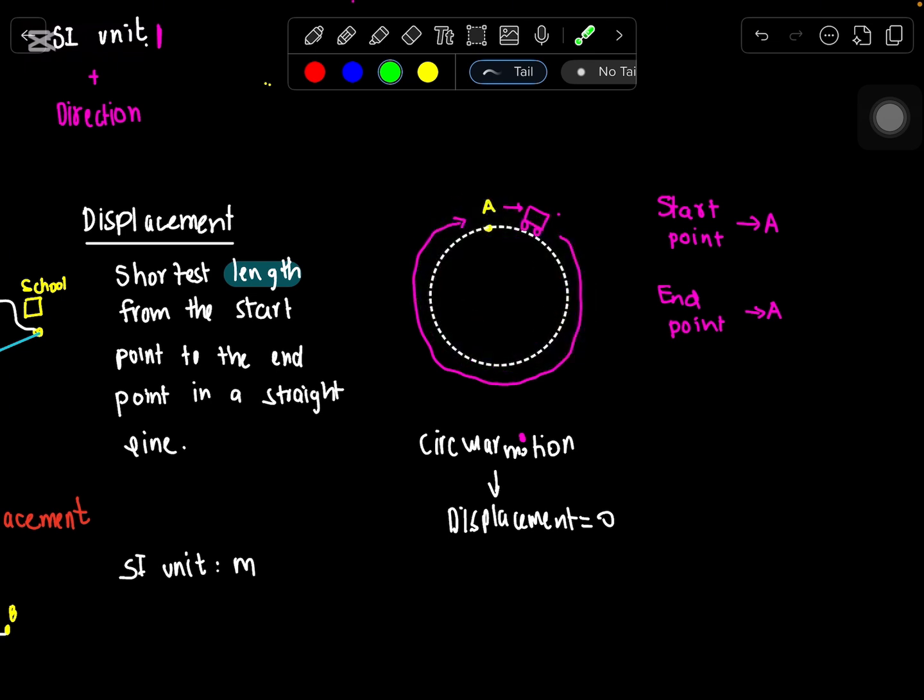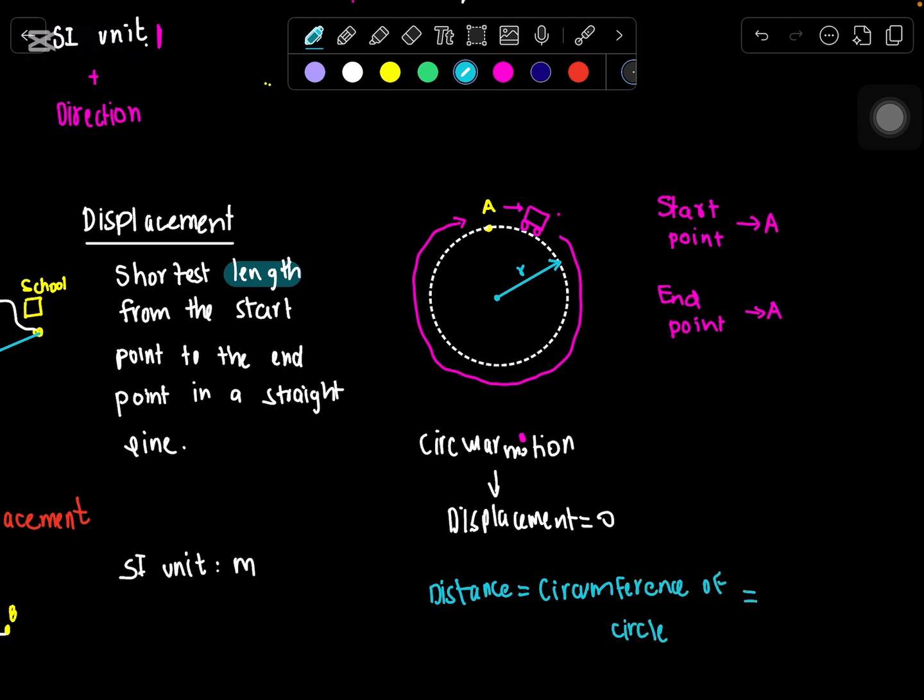Okay? If you're given a circle and you know the radius of the circle, which is the length from the center of the circle to the boundary, we call it the radius, then you can find the distance by equating it to the circumference of the circle, which is equal to 2 pi into the radius r. So if you know the value of r, plug in r and find out your distance.